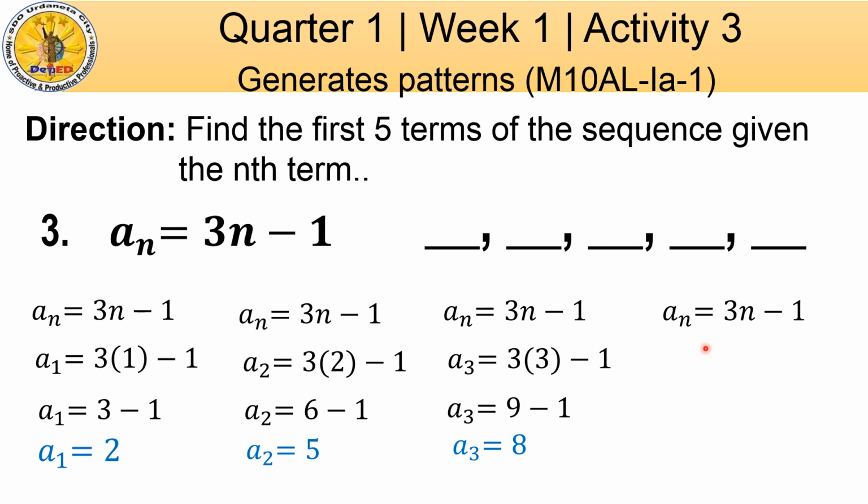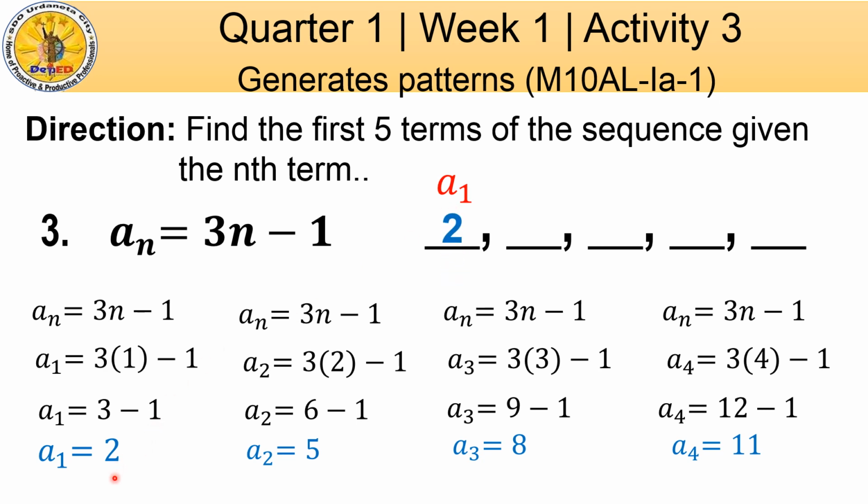For your A4 or your fourth term, replace n by 4. That is 3 times 4 minus 1. Simplify, we have 12 minus 1, and that is 11. Write that in sequence form. So your A1 or your first term is 2. Your second term is 5. Your third term is 8, and your fourth term is 11.